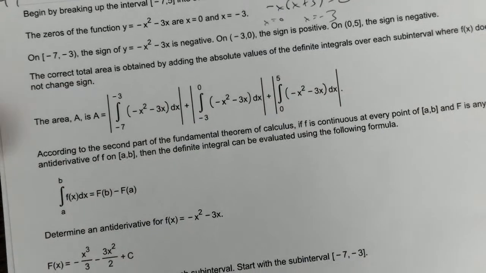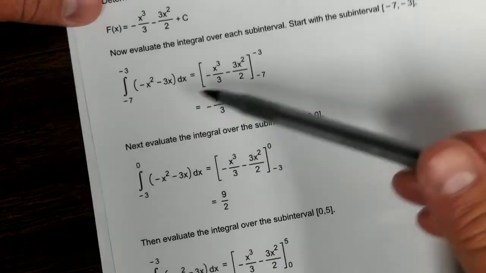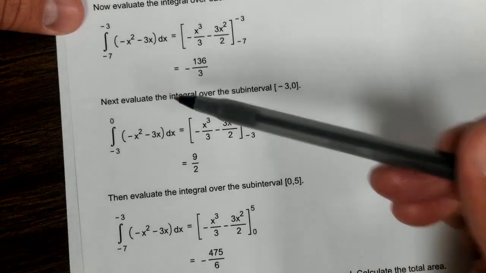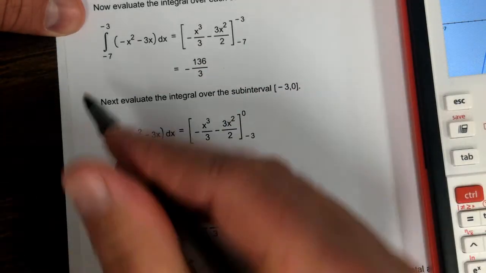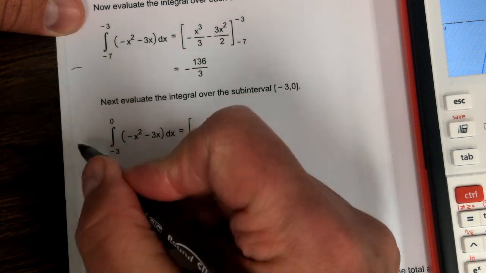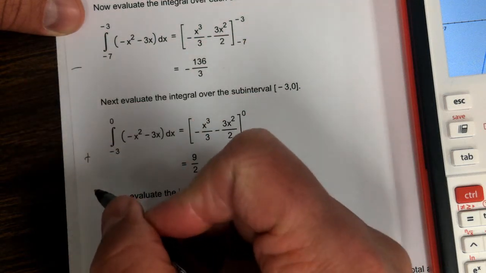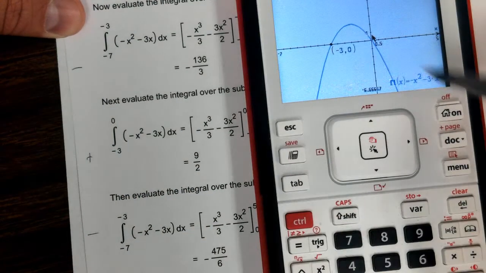So the most important thing about this is do your 3 separate steps. And in this particular one, it was minus, then plus, then minus, based on where it was.